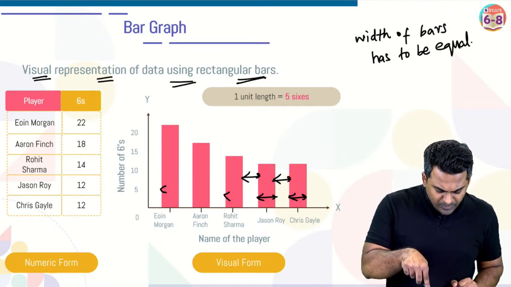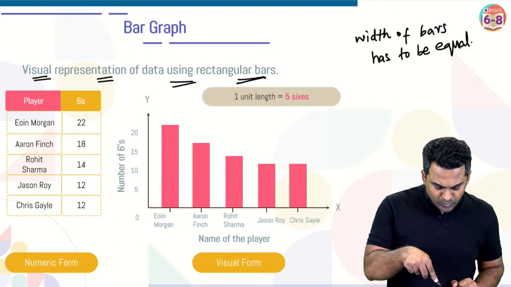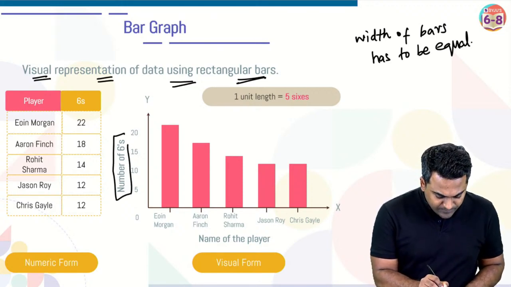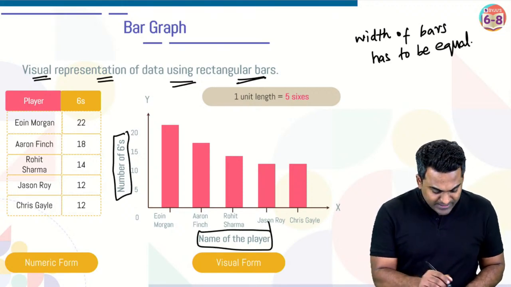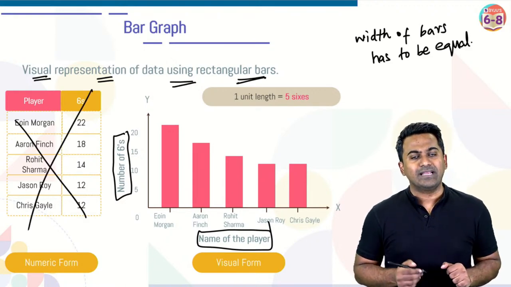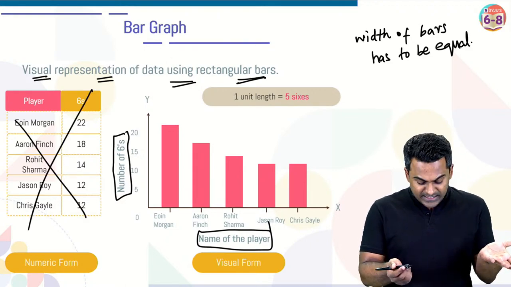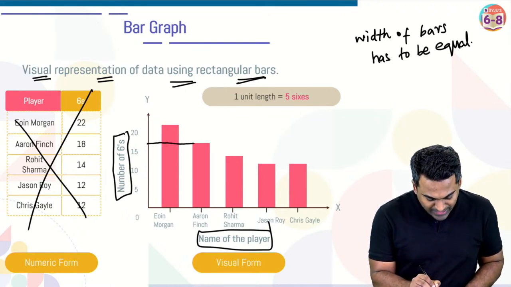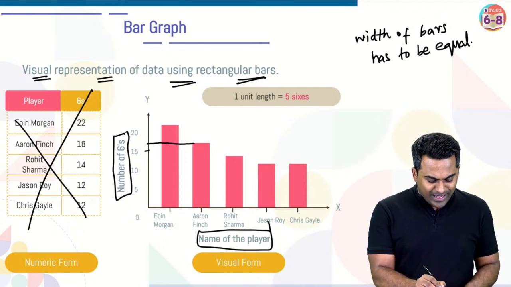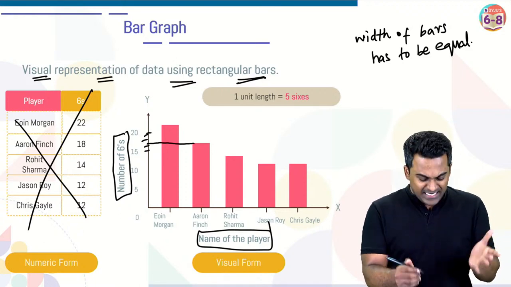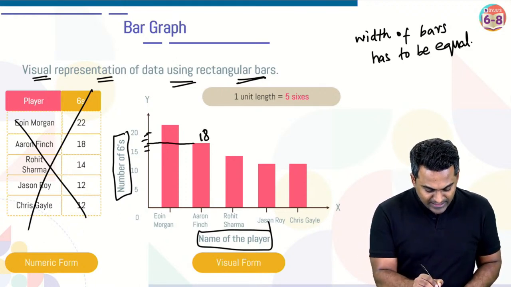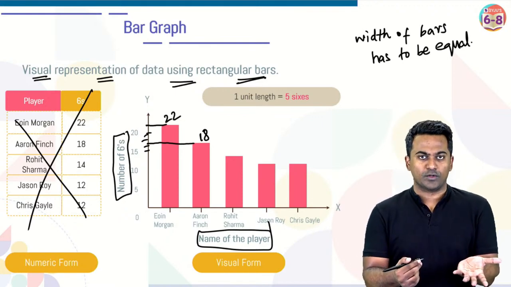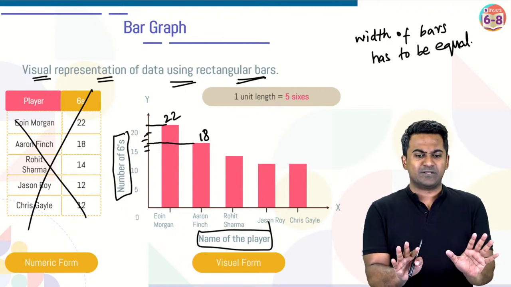And now it becomes easy for you to say this, right? Because on the y-axis you have the number of sixes and on the x-axis you have the names of the players. Now you don't need this data at all. Unlike last time, we can say how many sixes Aaron Finch has hit. It is going to be somewhere between 15 and 20. Once you have these notations, it will be very easy to say that Aaron Finch has hit 18, Owen Morgan has hit 22 sixes, and so on. So this is very, very simple.